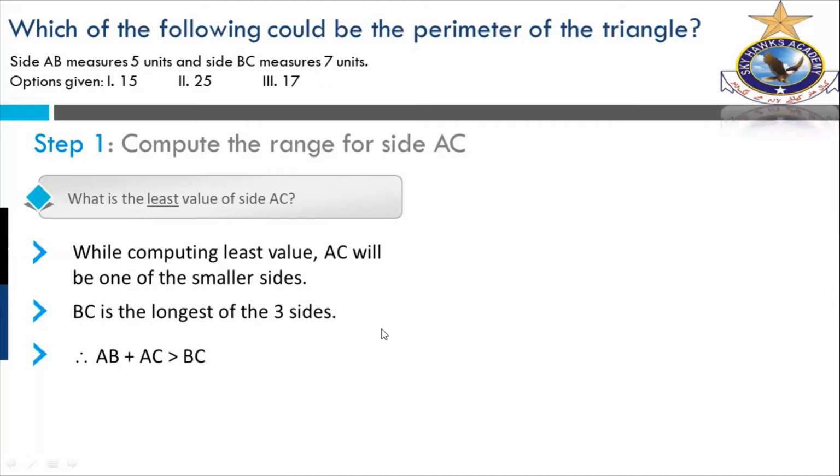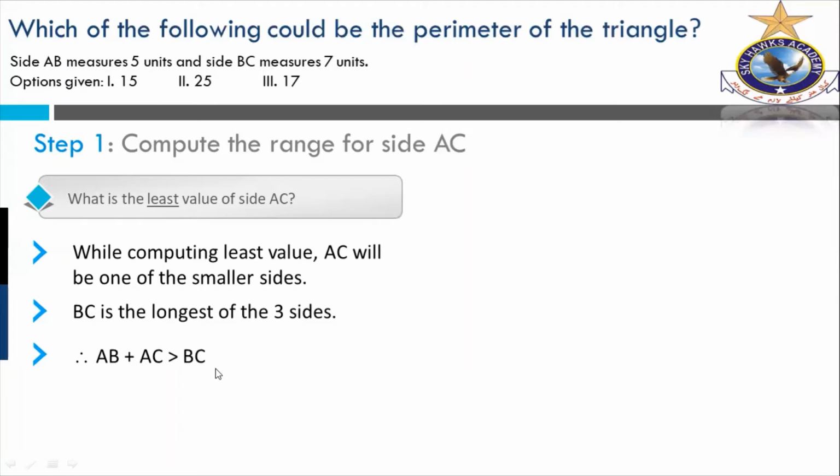From here, what we can write is that AB plus AC must be greater than BC. The 7 is given, so we are just supposing that the third side is also smaller than this one. We are considering BC the longest, so the sum of the 2 smaller sides is greater than the other side. This property holds even for the longest side: the longest side must be less than the sum of the other 2 sides. So if BC is the longest one, 7 units, it will be less than the sum of the other 2 sides.